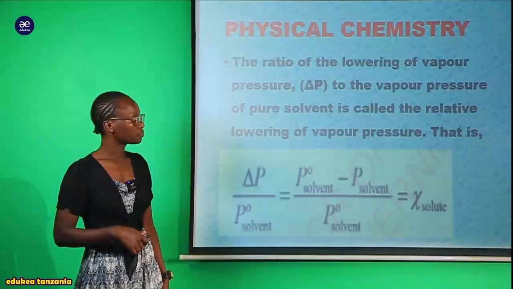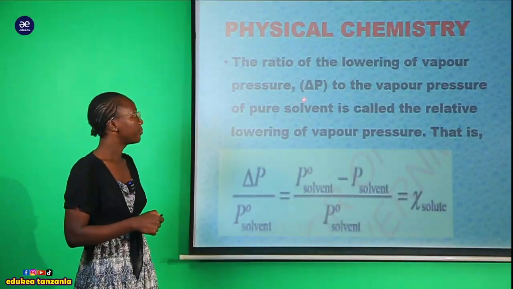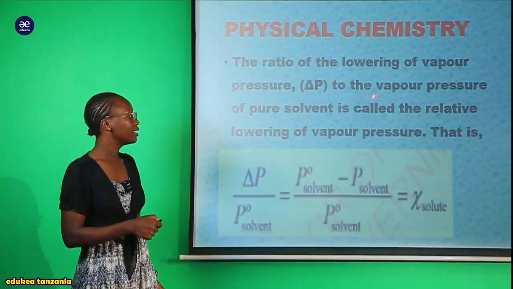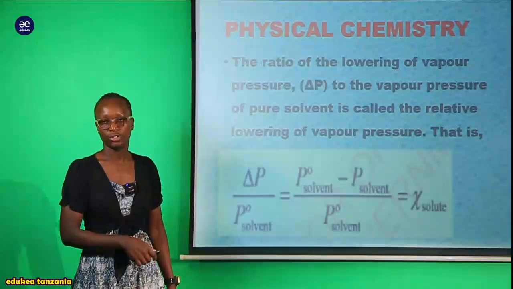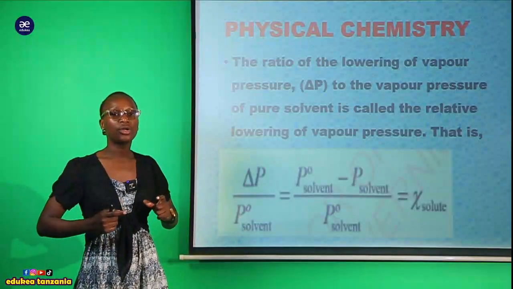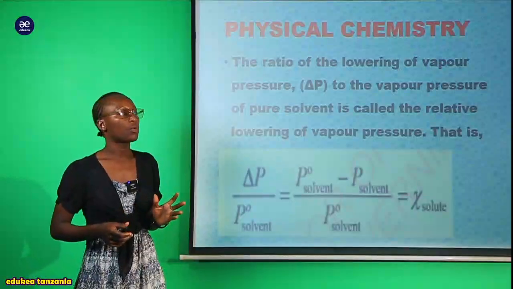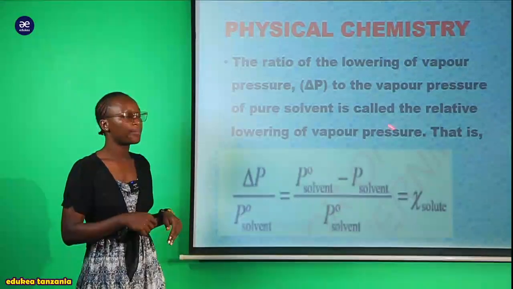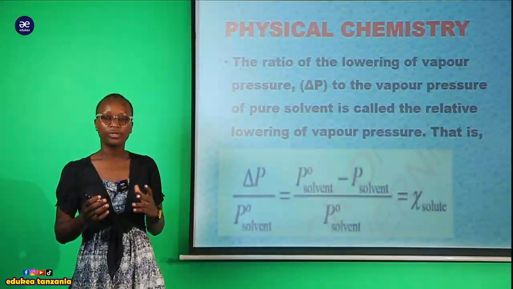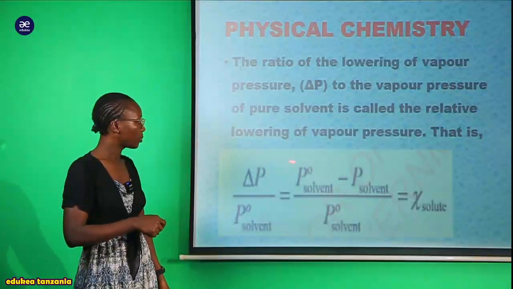So we say that the ratio of the lowering of vapor pressure to the vapor pressure of the pure solvent is called the relative lowering of vapor pressure. So from today onward you will know that this ratio, this is like a fraction, between the lowering of vapor pressure and the vapor pressure of the pure solvent, we call the relative lowering of vapor pressure, which is expressed in this way.